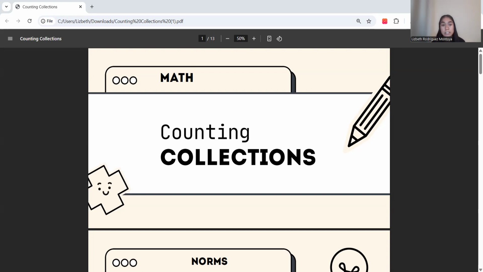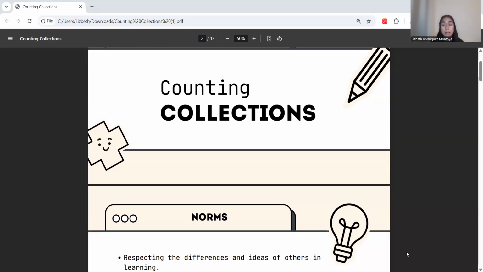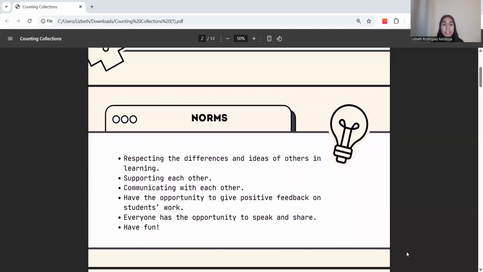So for today's lecture, I actually want to introduce you guys to Unit 3, and we will be focusing on counting collections for this section of the presentation. And then also we'll be focusing on the different arithmetic operations such as addition, multiplication, and division. So before we get started, I am going to go over a few norms.